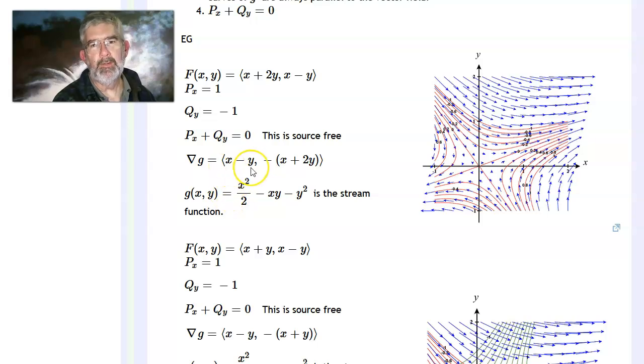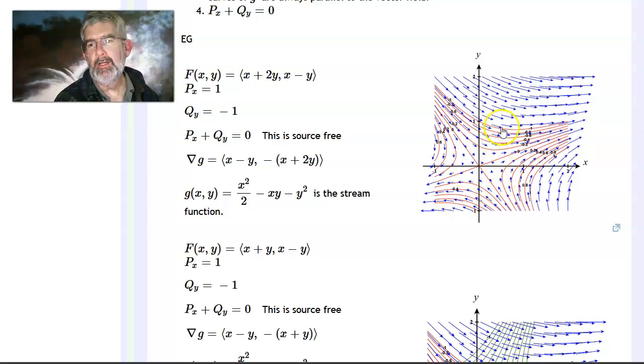So I just integrate this with respect to x to get x squared over 2 minus xy. And if I integrate this one with respect to y, I also get a minus xy, but then minus a y squared. So the minus xy shows up in both of those. Anyway, this is what's called the stream function. And I've plotted it over here on the graph.